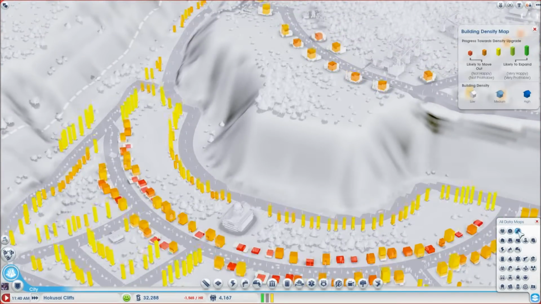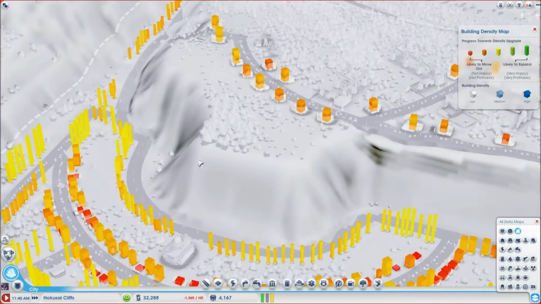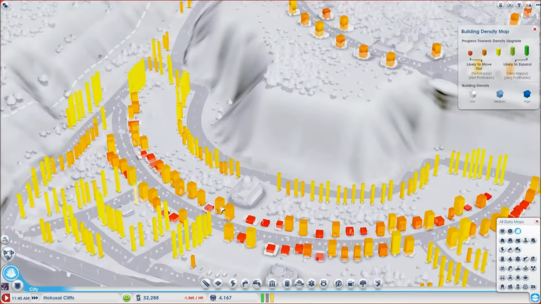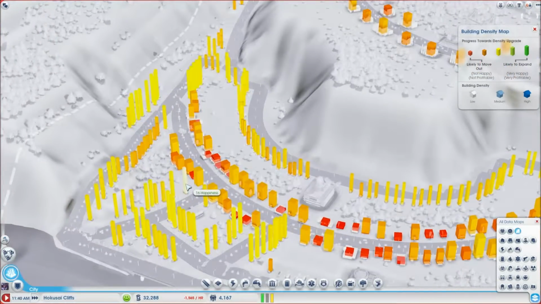And then the building density map. This one's actually really important. You want all these to get green, that way they will turn into larger buildings. So you can kind of go around here, $30 profit, 26 simoleon profit, etc. So you can kind of tell whether they're doing well or not doing well.